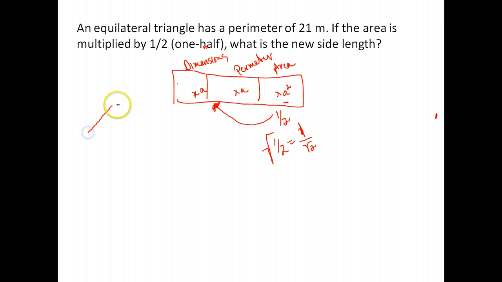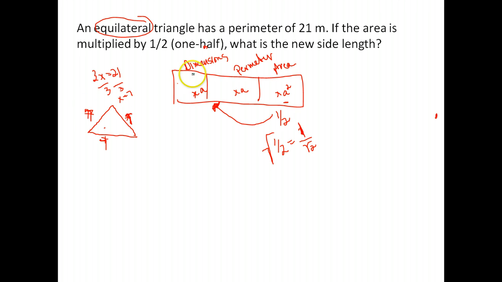Well, what was the side length originally? If you have an equilateral triangle with 3 sides, what was their original length? They have to be exactly the same, because that's what equilateral means, you have 3 equal sides. So what would they have to be? What times 3 gives me 21? Very good. 7.